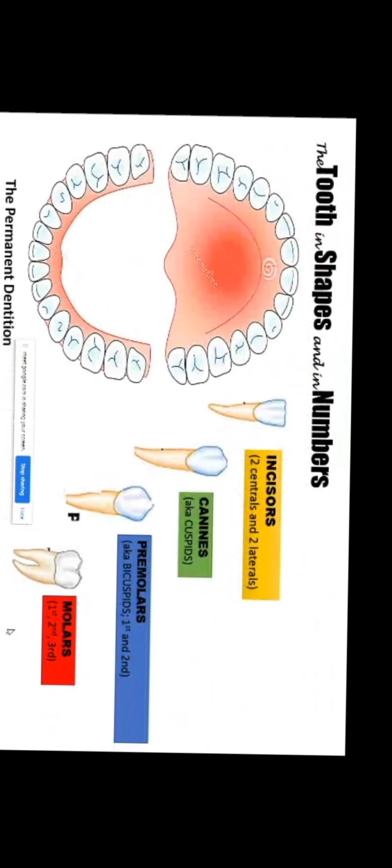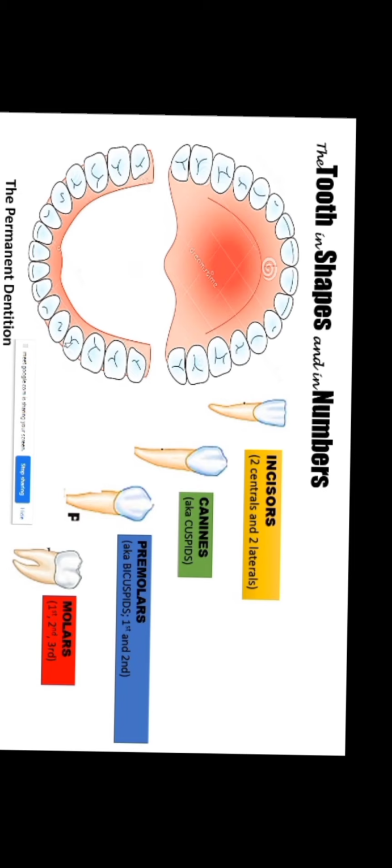Okay, the tooth shapes and numbers. It's good to note, guys, that there are two sets of human teeth or human dentition. Again, two sets. First, you have your primary dentition or deciduous or the milk teeth. Then you have also permanent dentition. You have primary, also known as deciduous, or milk tooth or baby tooth. Then you also have your permanent dentition.